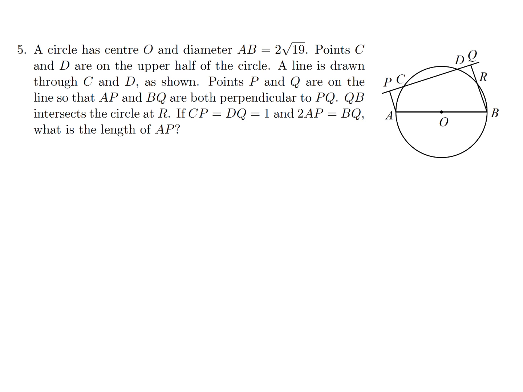A circle has center O and a diameter AB, which is equal to 2 root 19. Points C and D are on the upper half of the circle. A line is drawn through C and D as shown. Points P and Q are on the line so that AP and BQ are both perpendicular to PQ. QB intersects the circle at R. If CP is equal to DQ is equal to 1 and 2AP is equal to BQ, what is the length of AP?